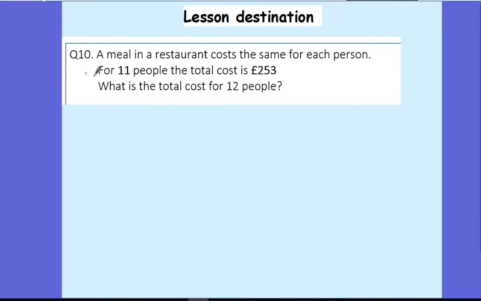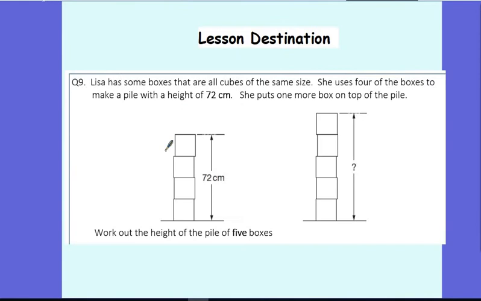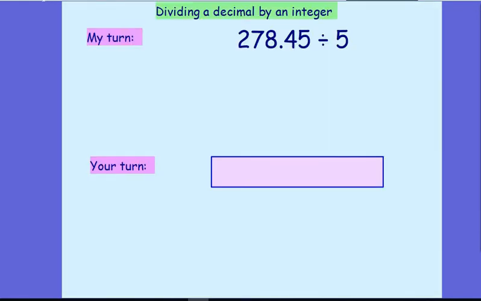Okay, Year 7, here's today's lesson destination. Questions such as this and these types of exam questions. We're going to be scaling and working out ratios. To start off, we're going to do a little bit of practice of dividing a decimal by an integer.